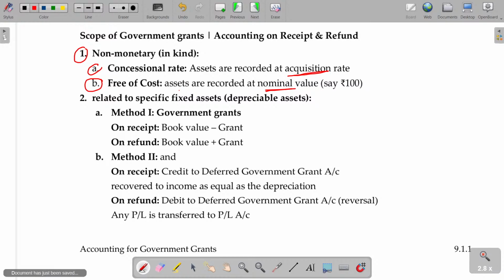Non-monetary, you don't get the cash. You will get the material free of cost or at a discounted price. If you get the material free of cost, you have to show some value. If it is a discounted price, the value you pay will be the value recorded in your books.